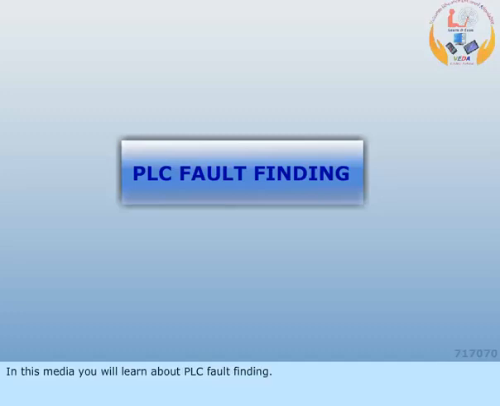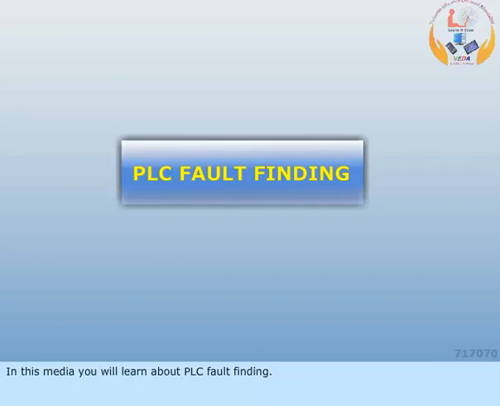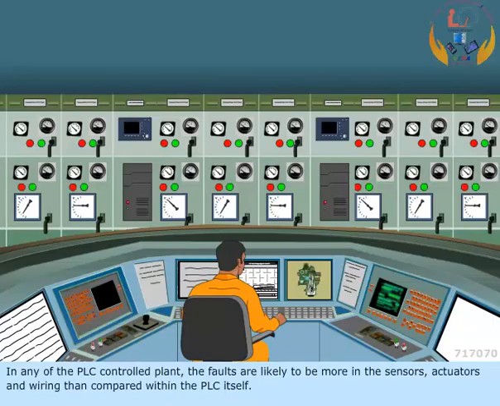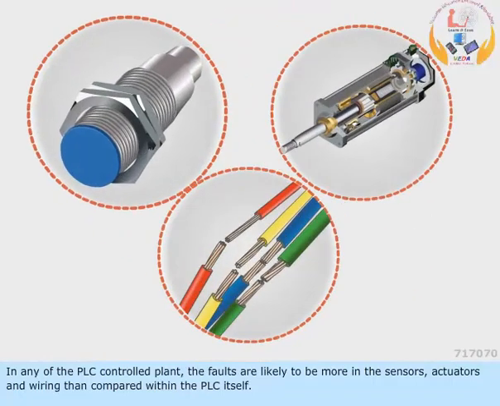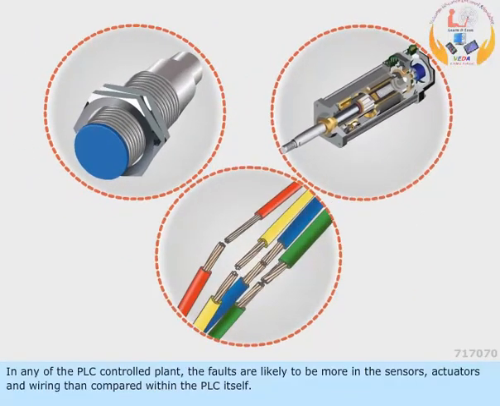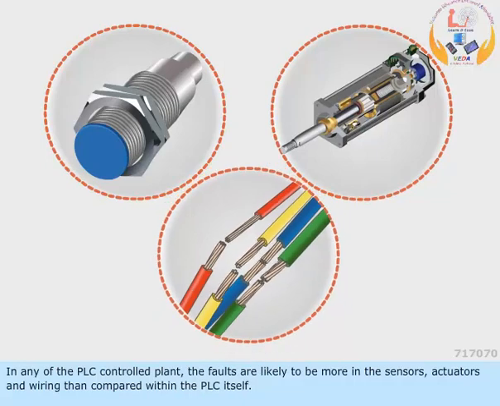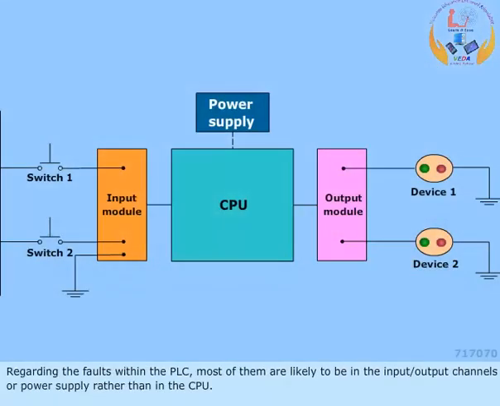In this media, you will learn about PLC fault finding. In any of the PLC controlled plant, the faults are likely to be more in the sensors, actuators and wiring than compared with the PLC itself. Regarding the faults within the PLC, most of them are likely to be in the input or output channels or power supply rather than in the CPU.